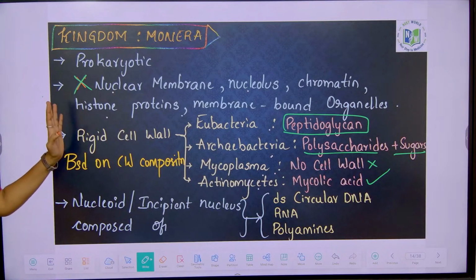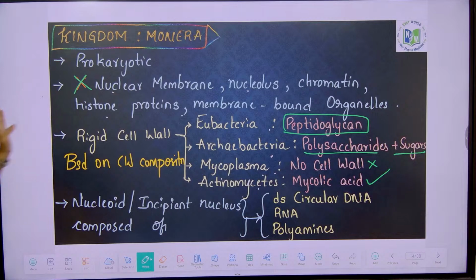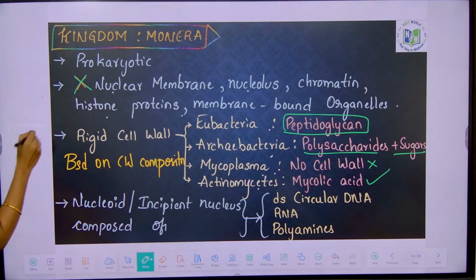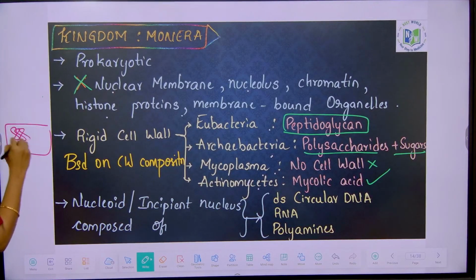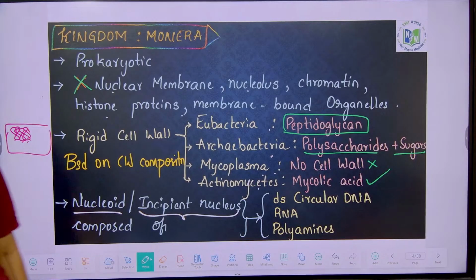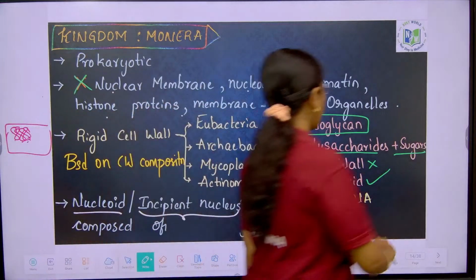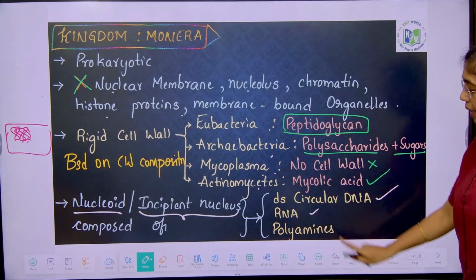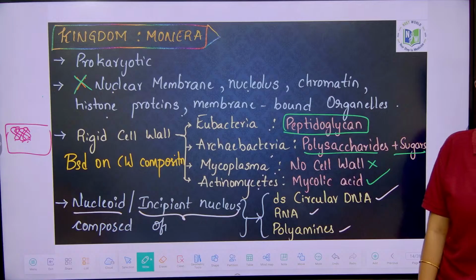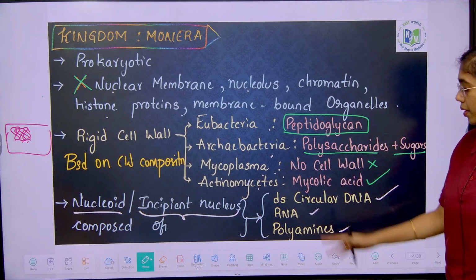Nucleolus, nuclear membrane, nuclear envelope are absent anyhow, but in the cytoplasm the genetic material is present at one place. This region is addressed as what? Nucleoid. Nucleoid is also known as what? Incipient nucleus. Nucleoid or incipient nucleus consists of double stranded circular DNA, RNA and polyamines.